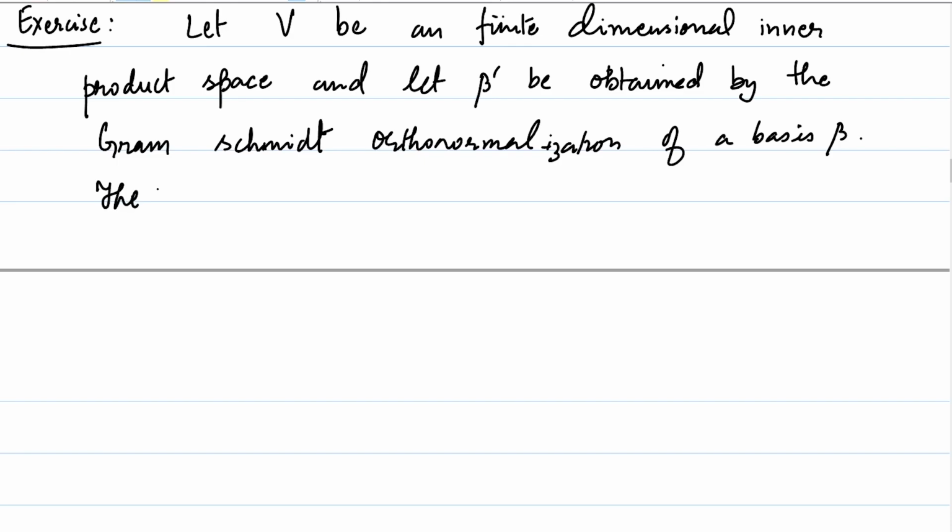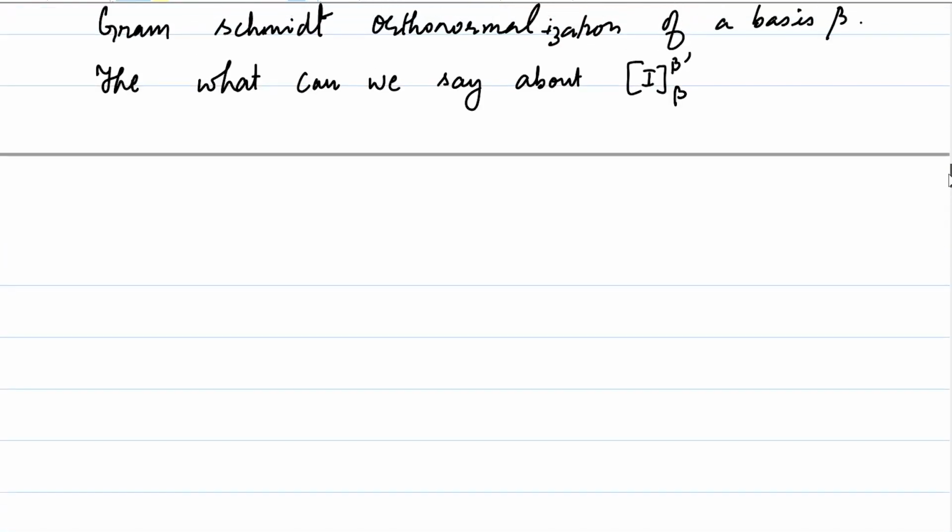Then what can we say about it? We cannot compute it explicitly because we don't know what beta and beta prime are. It will depend on beta and beta prime, but what can we say about the change of basis matrix from beta to beta prime? Well, the digression should tell you that this is going to be an upper triangular matrix.